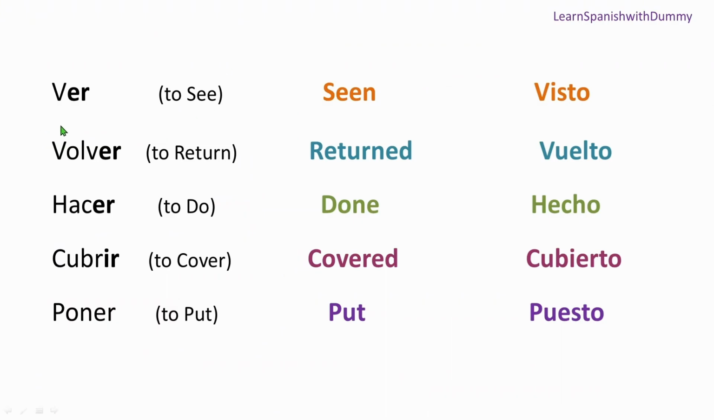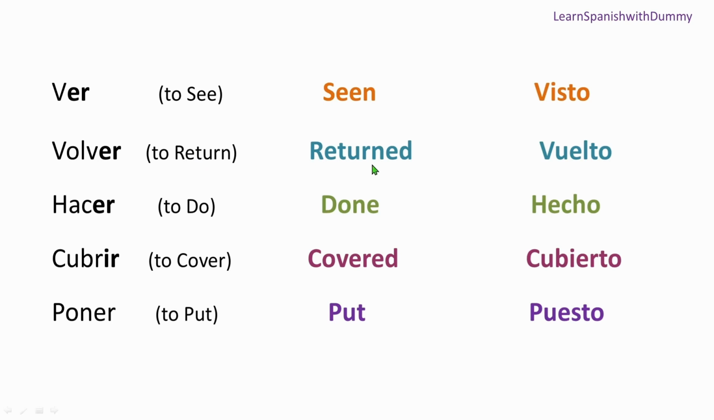Alright, now we have some other verbs like ver. Ver means to see. Now the past participle of see is seen, right? I have seen her, she has seen me. So ver will become visto. Visto is seen. It doesn't follow any rule. Visto.